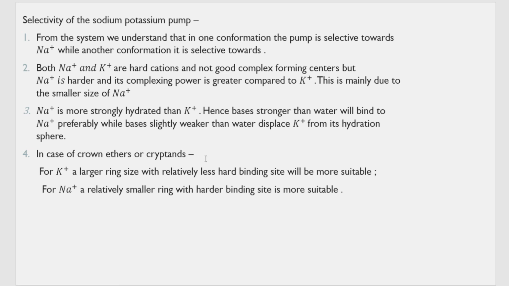Same way in the case of crown ethers and cryptands. Now you know that Na plus is smaller in size. Crown ethers are ring structures. If the ring size is small, they will prefer to take Na plus with them, because it is also small in size and can easily fit into the ring. Whereas if the ring size is big, it will prefer to take K plus ion. So this is about the selectivity. It depends, because their size is different, their hydration energy is different, their complexing power is different. Depending upon that, some ions or ionophores will have preferences for which one to take. That is about the selectivity of the sodium potassium pump.